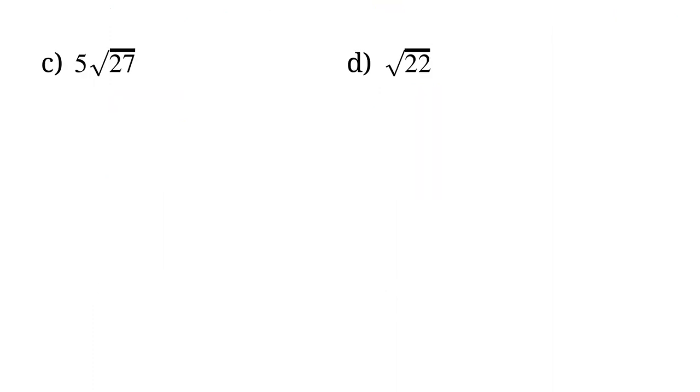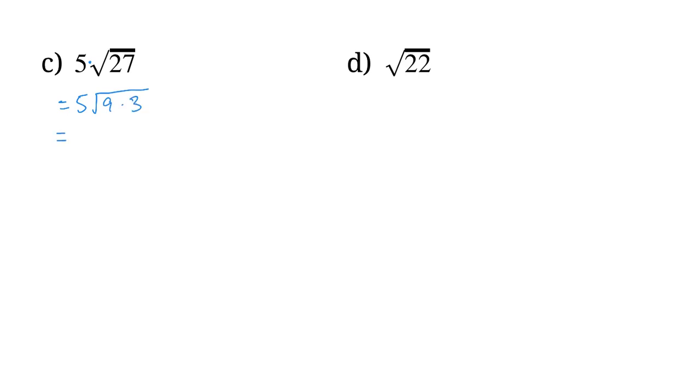You can try these next examples on your own if you're ready, otherwise just continue watching. So this just means 5 times the root of 27, and we want to simplify this radical here. So we're going to leave the 5 there on the outside. And if we're looking for factors of 27, we want a factor that is a perfect square. So 27 does have 9 and 3 as factors.